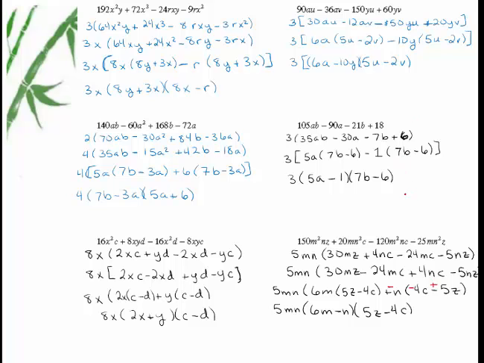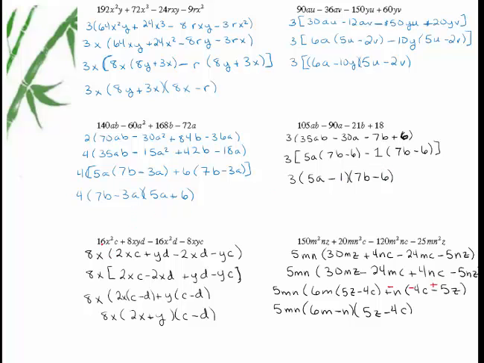Okay, these were actually a little more challenging. The first one was not terrible. You factored out a 3 and then a 5a and a negative 1 to change this sign. And that gave you 3 times 5a minus 1 times 7b minus 6.